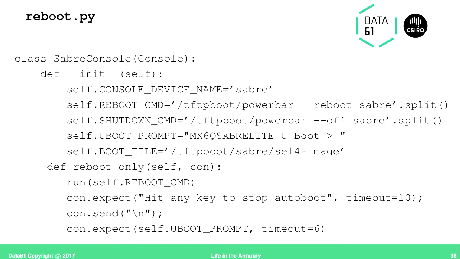Likewise, the off. The U-boot prompt is what to look for on the console output so that you know this thing's in U-boot mode, so we can actually start sending things to boot it. Without that, you wouldn't know when U-boot had finished and had a prompt there. And that's about it. So reboot only runs self.reboot command, which is that one, uses the expect command to look for "hit any key to stop booting", and then sends a key when it sees that, and then expects the prompt, and that's it. Easy, eh?